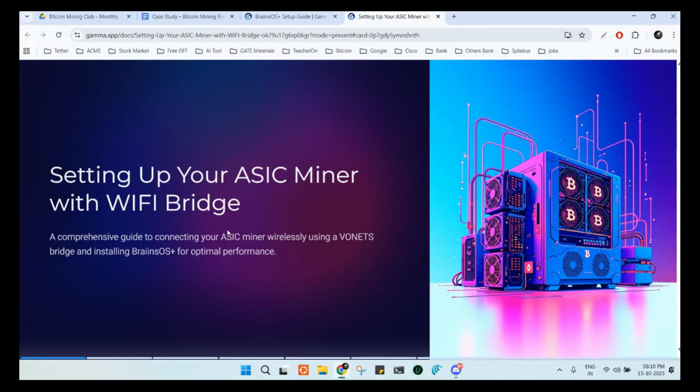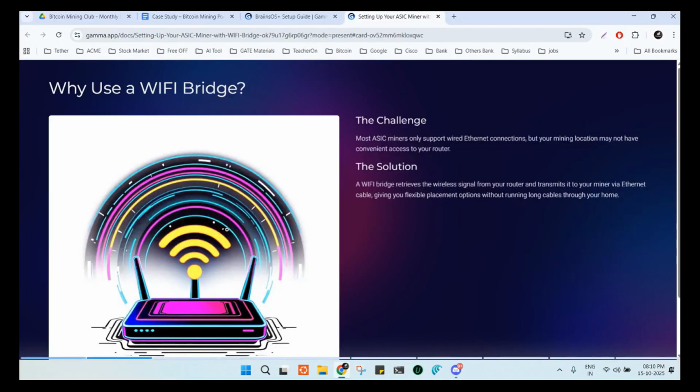If you want to use wireless, because sometimes the router is too far and you want to use Wi-Fi, that time you can also use a bridge. A bridge will convert the wireless communication protocol to Ethernet. The challenge is, if you are using a Wi-Fi bridge, you need a bridge which will connect to the router and act as a mediator between the router and the miner.